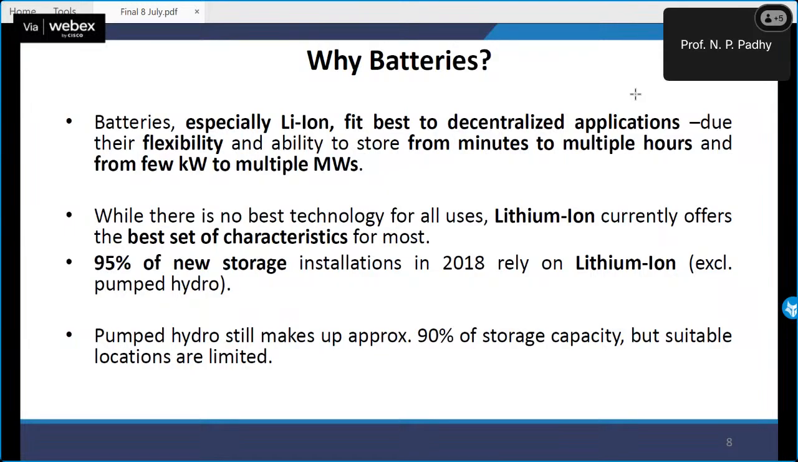I think pumped hydro is the best one to my choice, but most of the power plants do not have that provision, excluding Canada where the pump storages are very, very successful. But actually, in most of the cases, the pump storage is not able to have enough energy during off-peak hours to pump the water back to the top and then start generating. So pumped hydro still makes up approx 90% of storage capacity, but suitable locations are limited.